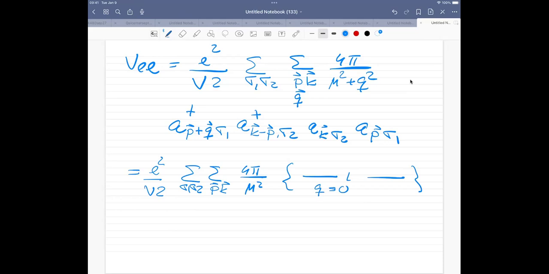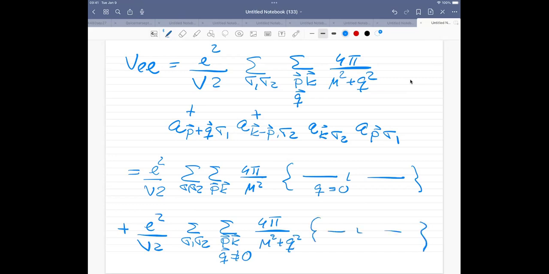And then there's going to be a new term, which has e squared divided by V times 2. And then I have a sum over sigma 1 and sigma 2. And then I'm going to have a sum over P, K, and Q, but Q different from 0. So I'm just picking out the 0 term. And then I'm going to have a 4 pi divided by mu plus Q squared. And then I have the same terms as before, but now I have a condition that Q is different from 0.